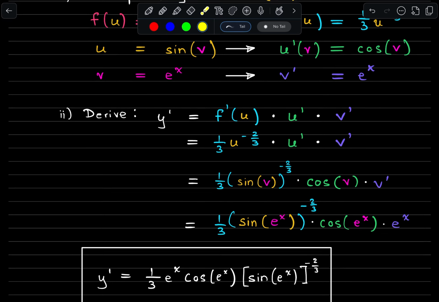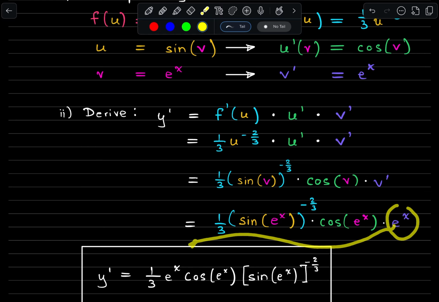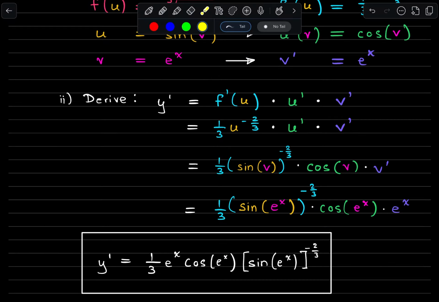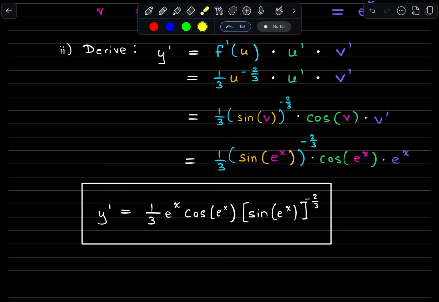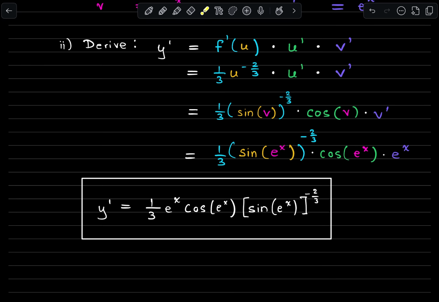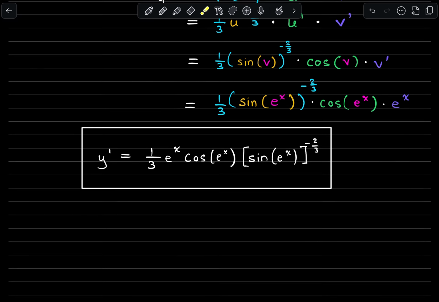So we just clean this up a little bit. We put our e to the x up front with our 1/3. So you get 1/3 e to the x cosine of e to the x sine of e to the x to the negative 2/3. And that's it. That's the strategy. So chain rule is going to be applying to a function within another function. It'll apply to multiple functions within a function. You can always just keep defining your layers and your functions and putting them together like this.